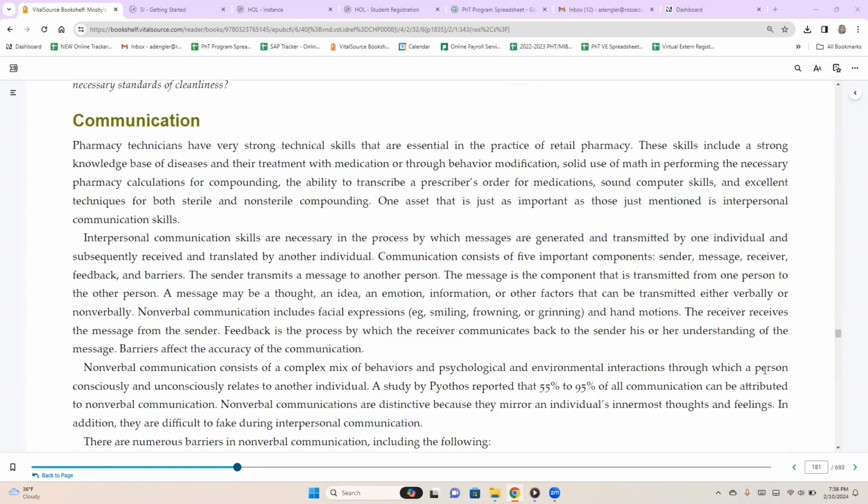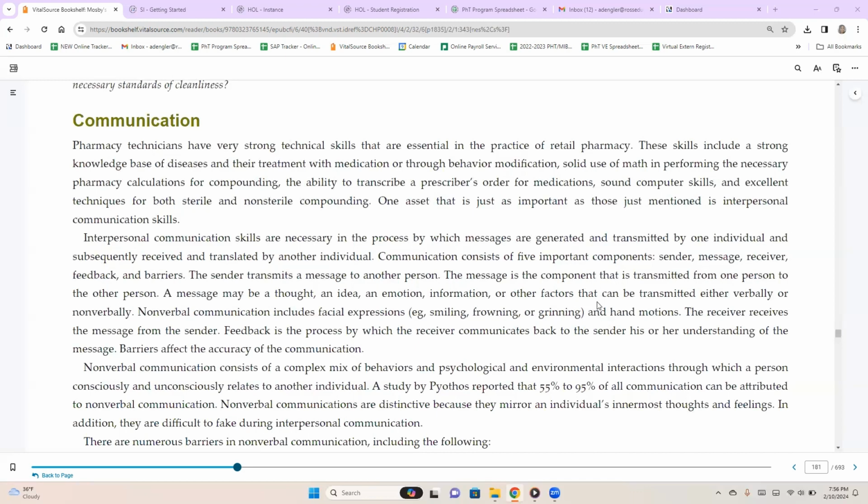Pharmacy technicians have strong technical skills that are essential in the practice of retail pharmacy. These include a knowledge base of diseases and their treatment with medications or through behavior modification, solid use of math and performing the necessary pharmacy calculations for compounding, the ability to transcribe a prescriber's order for medication, sound computer skills, excellent techniques for both sterile and non-sterile compounding, and one other important thing is interpersonal communication skills. They're necessary in the process by which messages are generated and transmitted by one individual and subsequently received and translated by another individual.